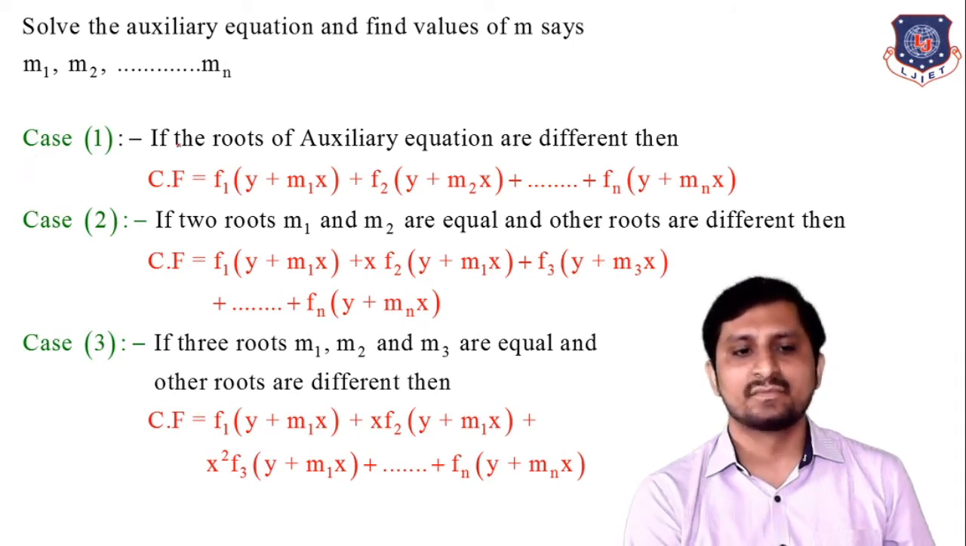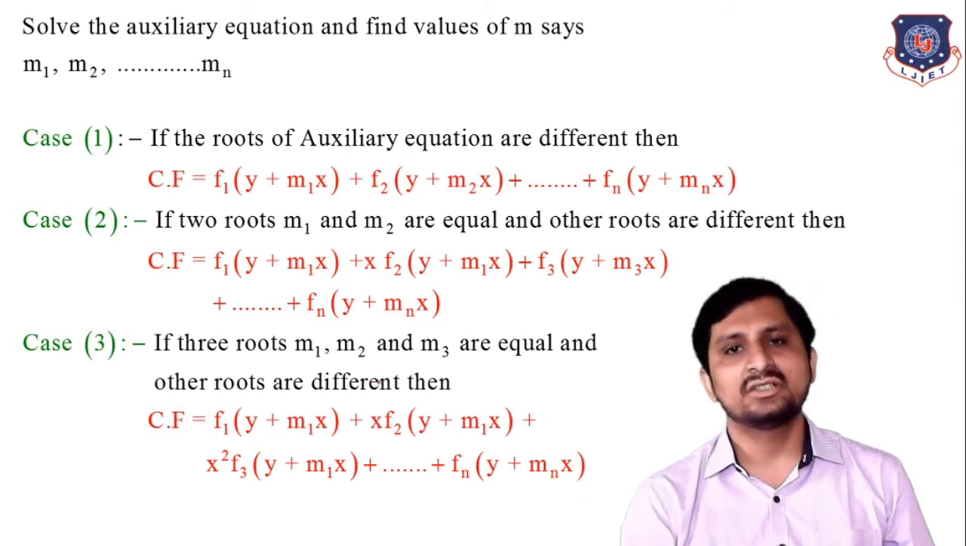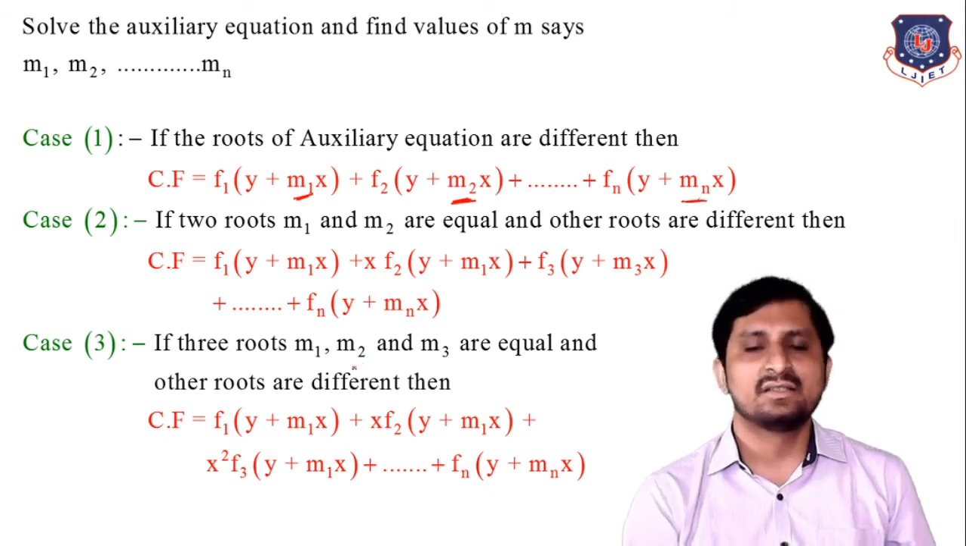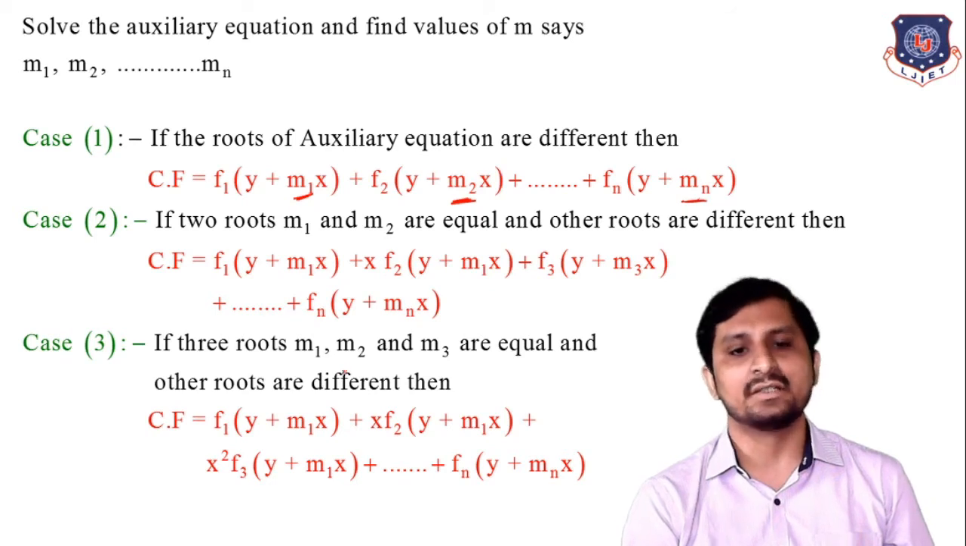Now case 1: if the roots of the auxiliary equation are different, that means all the roots m1, m2 up to mn are different, you have to follow this rule. The complementary function is nothing but f1(y + m1x) plus f2(y + m2x) plus up to fn(y + mnx). So that is case 1, if the roots of the auxiliary equation are different.